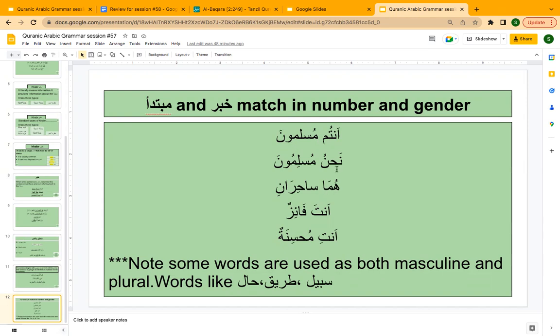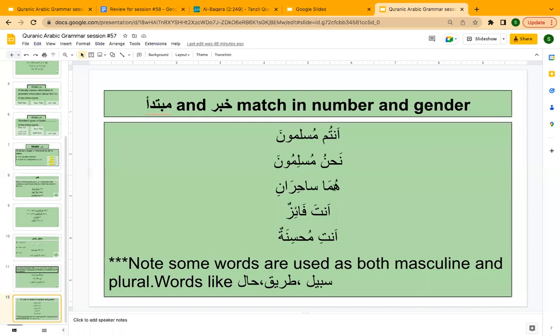Remember that. So in case of nahnu muslimuna, what is mubtada and what is khabar? Nahnu is going to be mubtada, muslimuna is going to be your khabar. In case of huma sahirani, huma is going to be my mubtada, and sahirani is going to be my khabar. And what type of khabar is this? If my khabar is not a sentence, I'm going to call my khabar mufrad ism, right? So this is my mufrad ism.